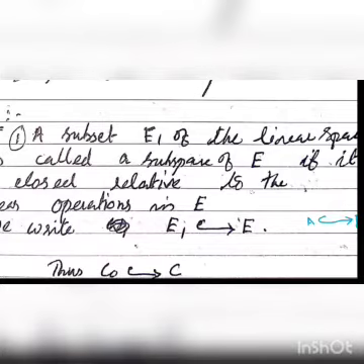And when you say E is a linear space and E1 is a subspace of E, it means E1 should itself be a linear space. So E1 is called a subspace of E. A subset E1 of the linear space E is called a subspace of E if it is closed with respect to the linear operations in E.